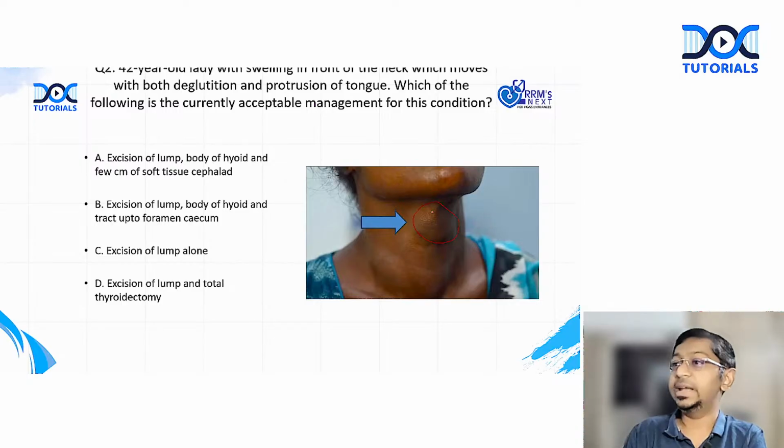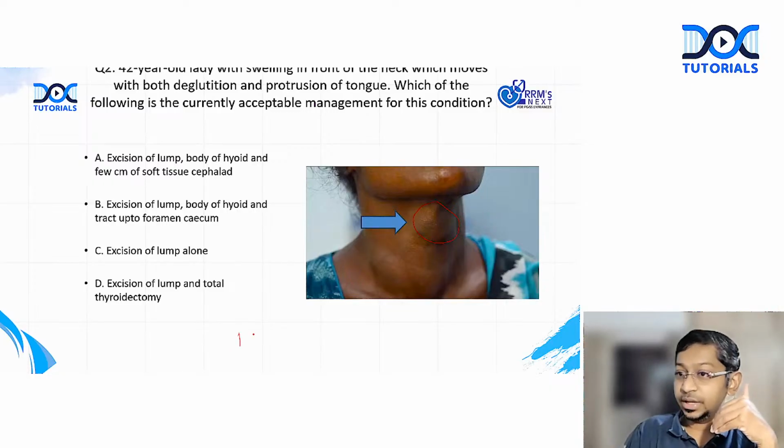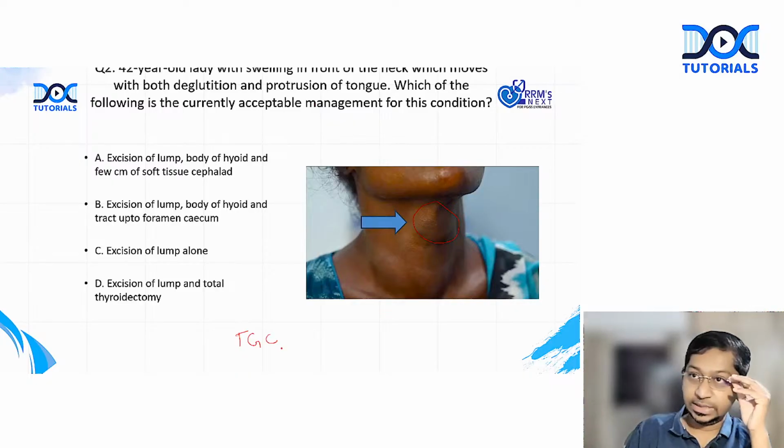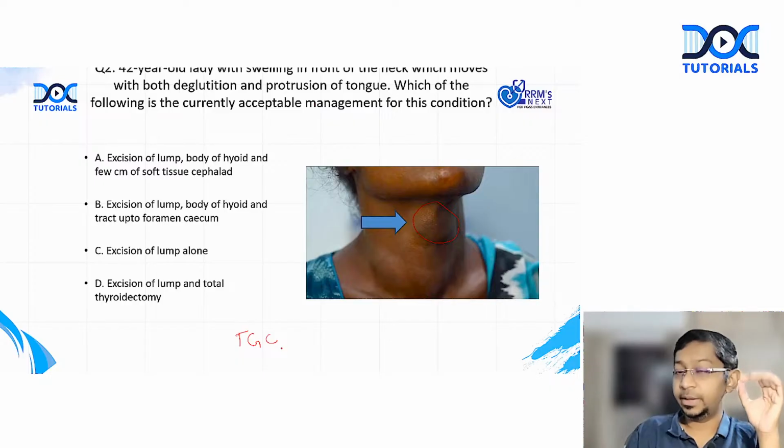So it is a midline swelling of the neck. This moves with both deglutition as well as protrusion of the tongue. That tells us that the diagnosis here is a thyroglossal cyst. So they're asking us what is the currently accepted management for this condition. So let's go to the options.